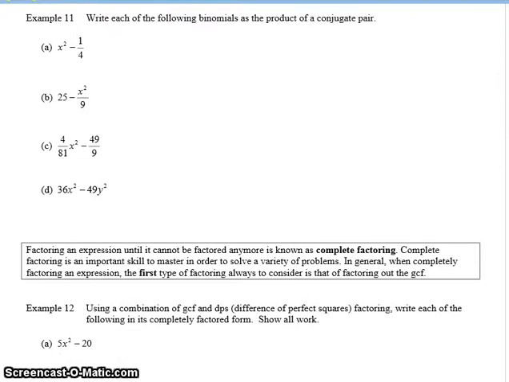Example 11. These are just a little funky because they have fractions, but do not be scared, because all you're going to do is take all the little separate square roots of each of them. Okay, so two sets of parentheses here. One's a plus, one's a minus. Square root of x squared, x go first. Now this, just take the square roots of both of those as long as they're both perfect squares, you get a half. Makes sense because a half times a half is a quarter.